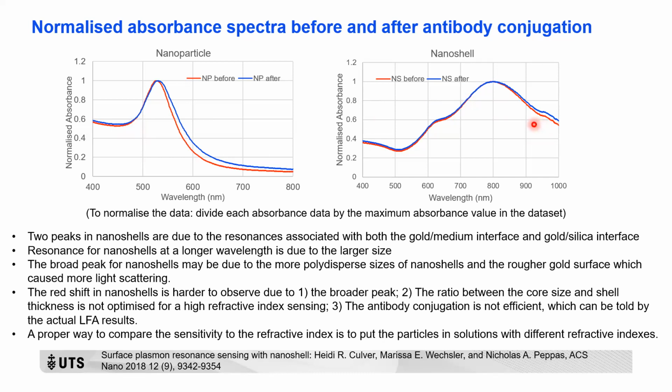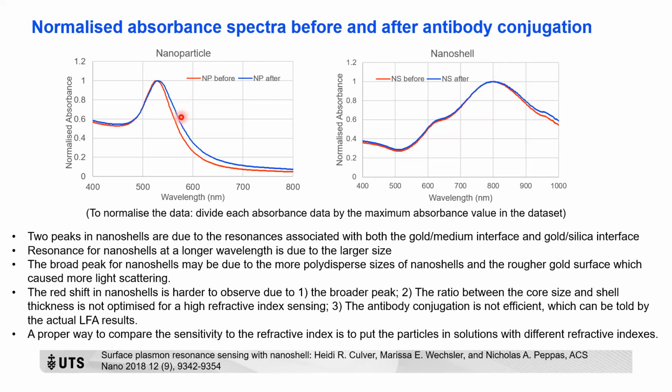One reason is mainly because when they produce this nanoshell, it's not very monodispersed. The size is not monodispersed, so all different sizes of the nanoshell may produce a broader peak. And also because of the way it grows, the gold will introduce a rougher surface. The rougher surface will cause more light scattering that can broaden the peak as well. So that's why you observe two peaks, and also the peak in the nanoshell is broader than the nanoparticle.